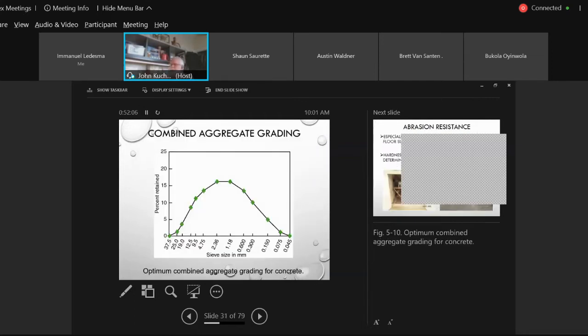This is a combined grading, but instead of plotting percent passing, you can see they plotted percent retained. Don't worry about this too much. It's a different way of reading it. A lot of suppliers read this because this tells you how much of each size you have. Whereas typically when we're looking at percent passing, we're looking at how much percent of the total aggregate passes a certain size. This is retained. These come in handy when you're looking at tarantula curves. Anyhow, we don't get into that. So this is just a different way of plotting a gradation. Instead of plotting percent passing, we're plotting percent retained.